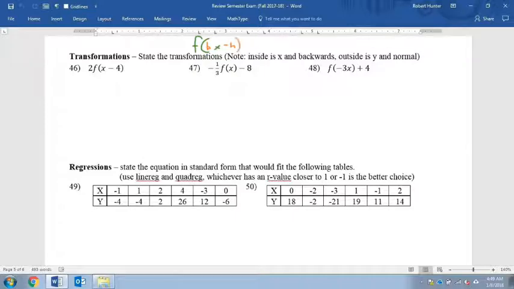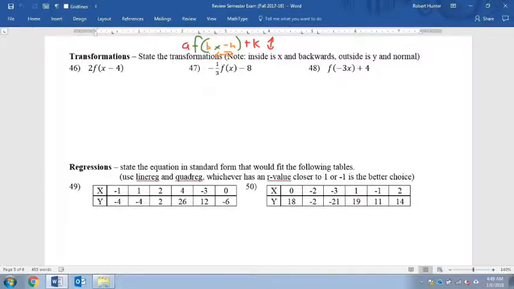is backwards, and it goes left and right. All the outside stuff is normal, and it goes up and down. Alright? That's pretty much what's going on. And you've got shifts, stretches, compressions, and reflections. So here we go.